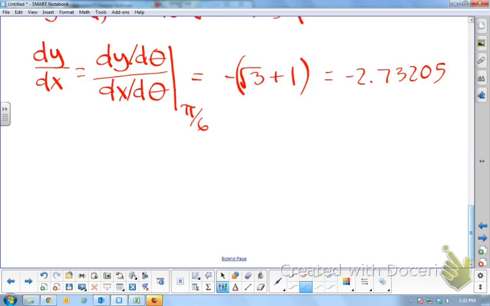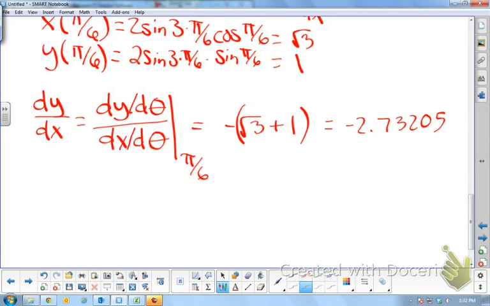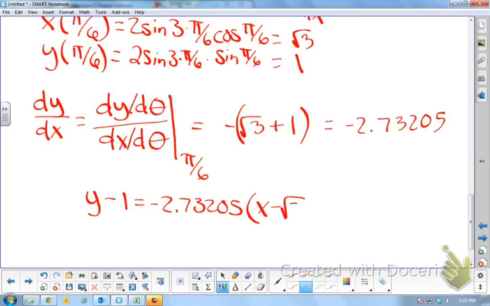So now we have an x, we have a y, we have a slope. Show me what the x is again, and the y. X was square root 3, y was 1. We write the equation of our tangent line. Y minus 1 equals our slope. You can write it either way, as the decimal or the exact, times x minus square root 3.